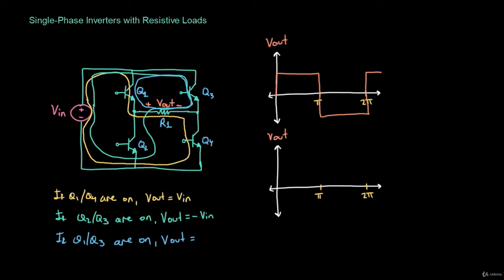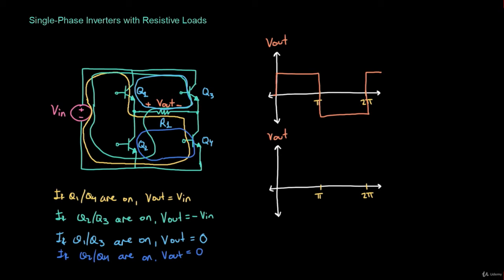They're basically connected to each other. So the output voltage must be 0. So we're going to say then that if Q1 and Q3 are on, then Vout is going to be 0. Now we can do the same thing by switching the bottom 2 transistors. So if we switch Q2 and Q4 on, then the output voltage will be short-circuited through those 2 transistors. So if Q2 and Q4 are on, then Vout is also 0.